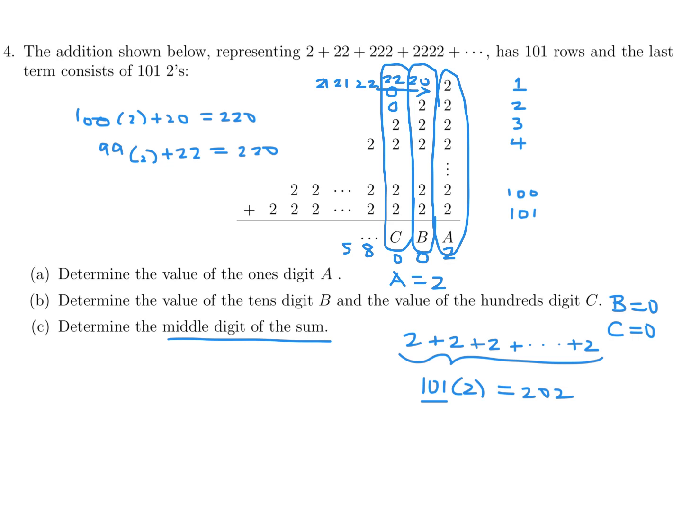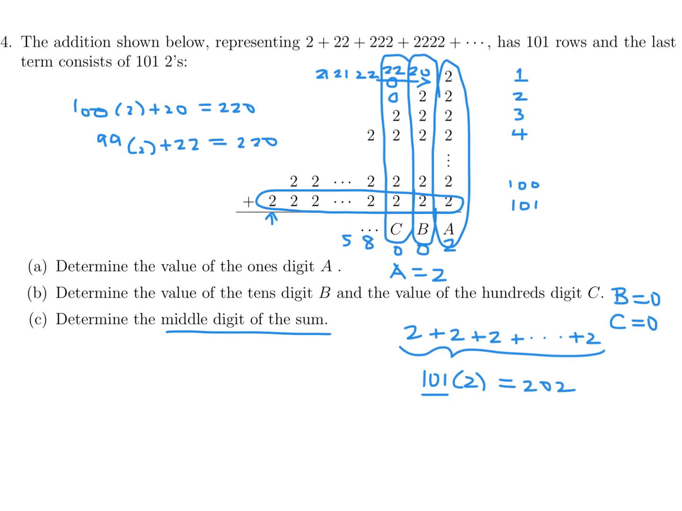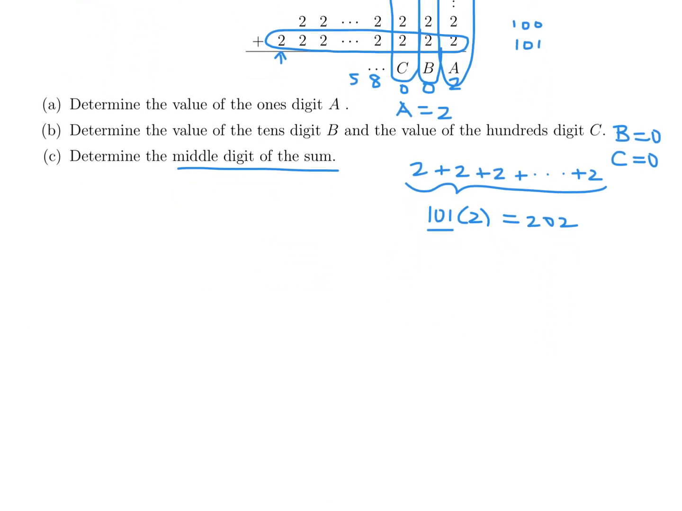Well, the very last row has 101. This one has 101 digits, right? So the sum is always going to have 101 digits, because it won't increase the number of digits, since this digit will always remain a 2. That means the middle digit, I believe, would be the middle digit of 101, which is 51. So 51 is the middle digit of that entire sum.